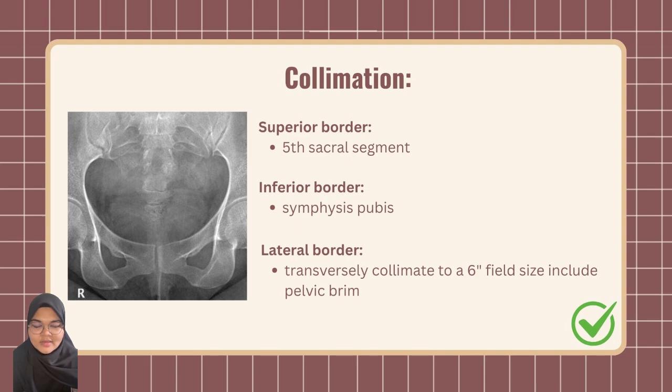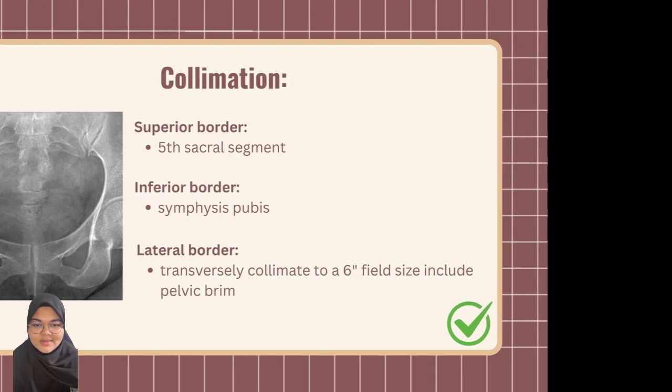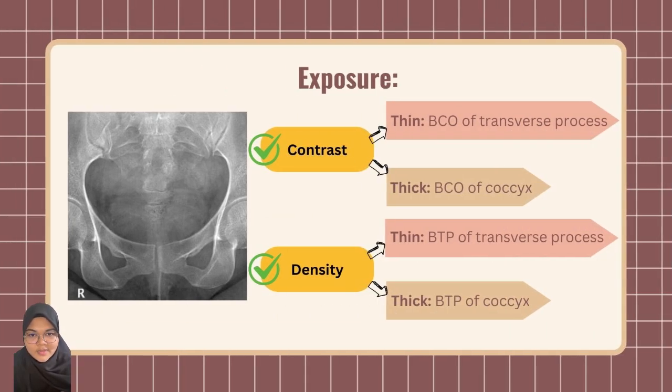The center ray for this radiograph is at the level of 2 inches superior to the symphysis pubis. The kVp is adequate because the bony cortical outline of the thick structure, which is the coccyx vertebra, can be seen. Also, the thin structure, which is the bony cortical outline of the transverse process, can also be seen. The mAs is adequate because the bony trabecular pattern of the thick structure, which is the coccyx vertebra, can be seen. Also, the bony trabecular pattern of the thin structure, which is the transverse process, can be seen.